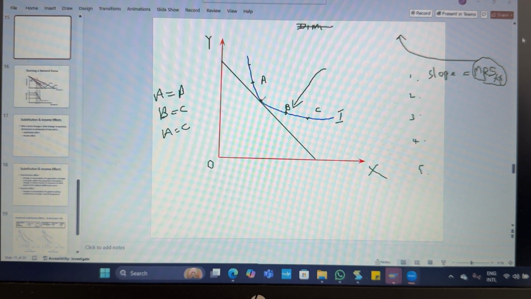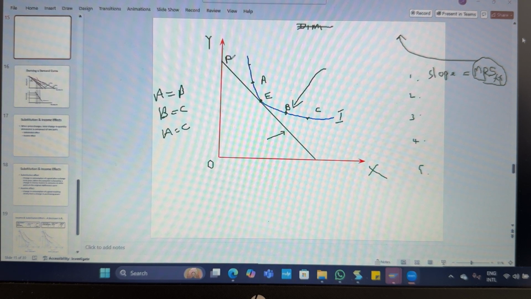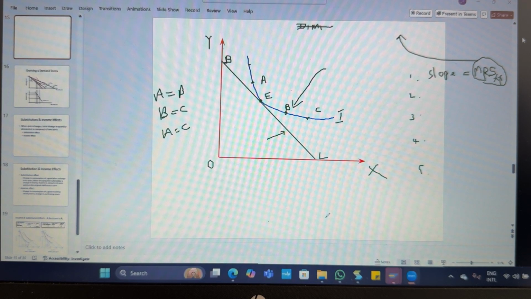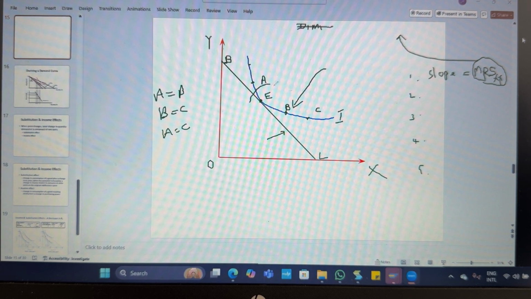So, what can you say about this tangency point? Equilibrium. So, name this line as well. What is this straight line? What is this BL? Income... Budget line. Budget line. That's why I put BL, budget line. So, at the equilibrium here, the budget line is just touching the indifference curve. So, we name this point the equilibrium or utility maximizing point.